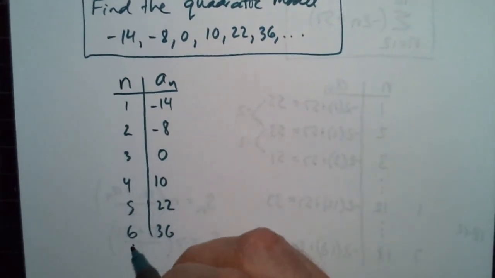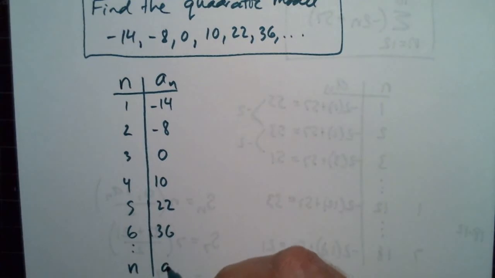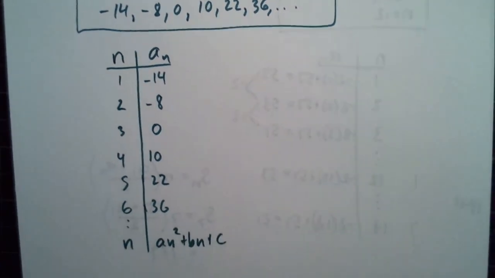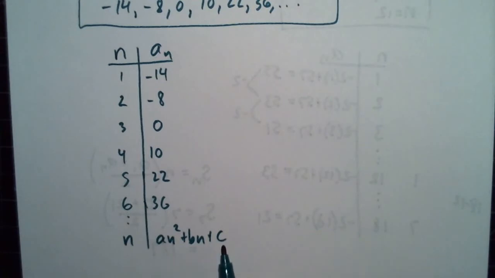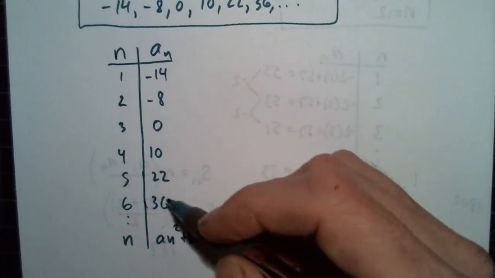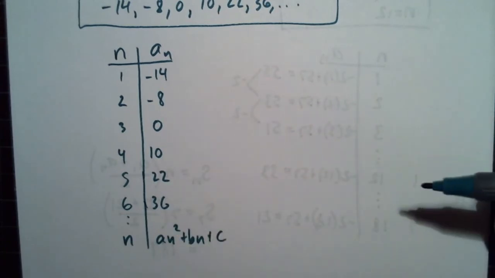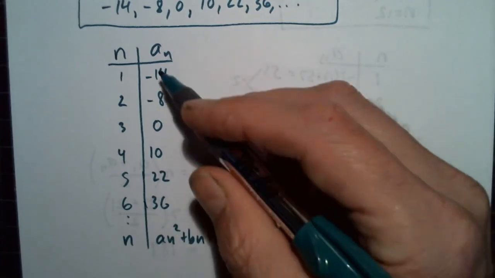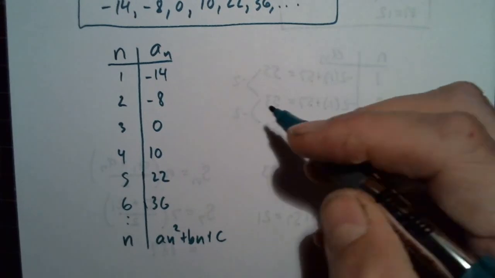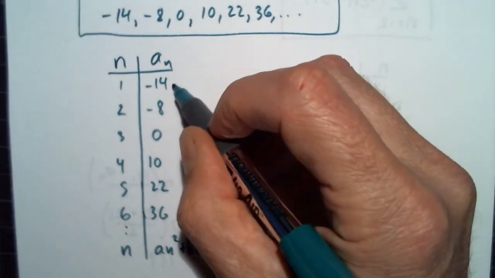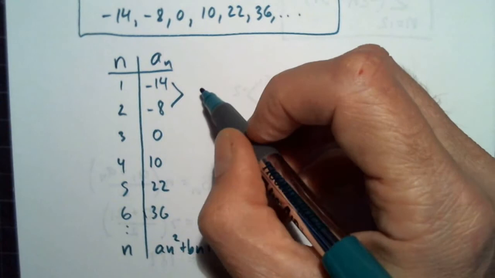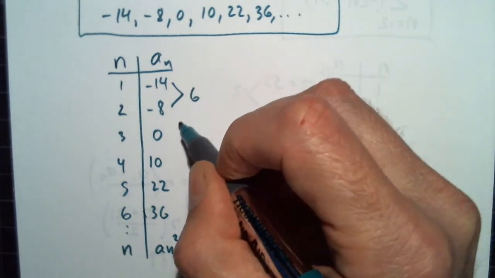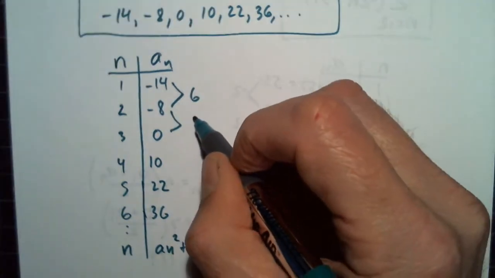We're trying to make a model that represents all of these values. So we could think of it as n, and then down here we're going to have an squared plus bn plus c. Our goal is to find this model that represents these. Another way to say that would be that we want the nth term of this sequence. But this sequence is not arithmetic. So here we add 6. And now here we add 8.